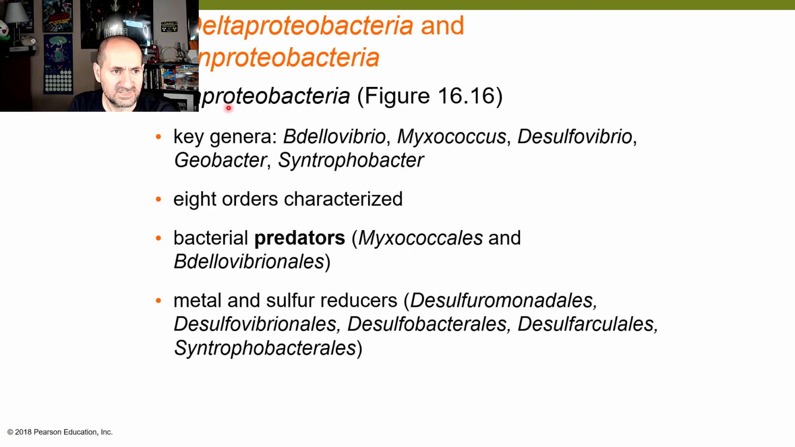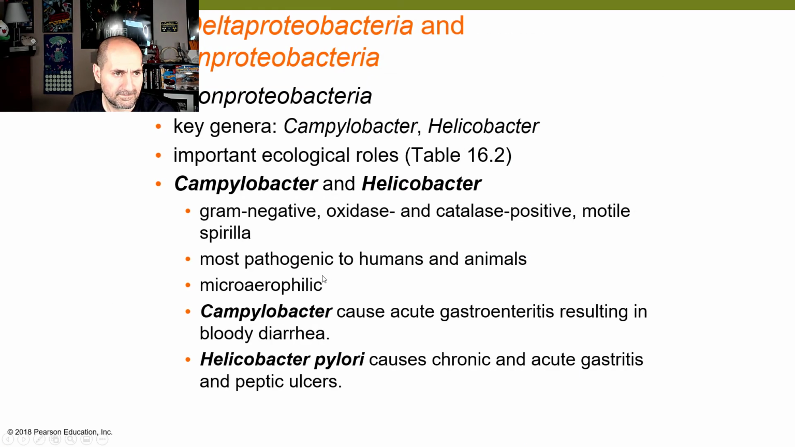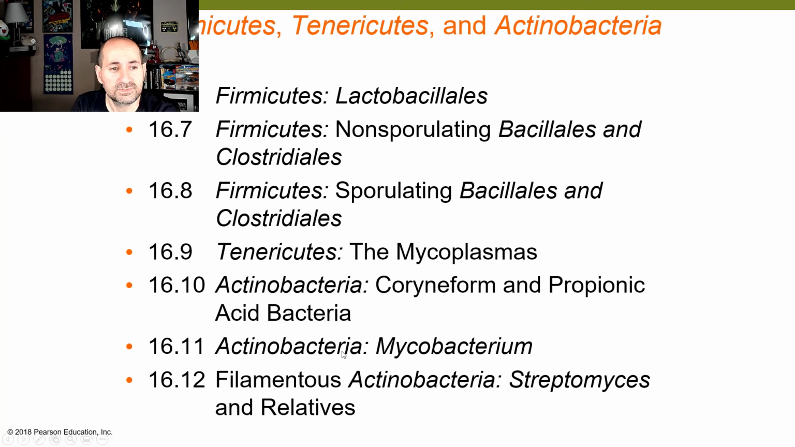And then moving on to the Delta Proteobacteria, the ones I wanted you to know about here were the predators, the Myxococcales and the Bdellovibrio. Epsilon proteobacteria. Here I wanted you to know about Campylobacter and Helicobacter. Campylobacter causes gastroenteritis and bloody diarrhea. Helicobacter pylori is the causative agent of peptic ulcers.